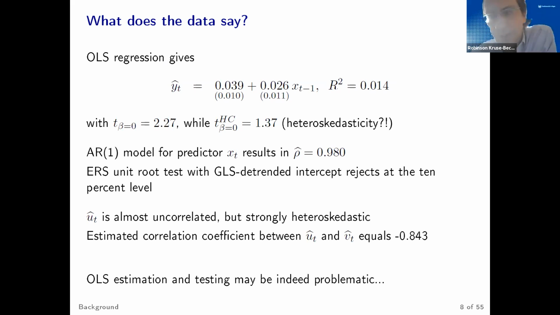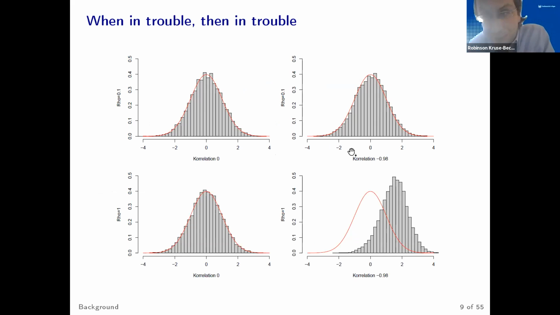The regression disturbance is almost uncorrelated, but strongly heteroscedastic, and the estimated correlation between the two objects of interest here is indeed very negative. So the setup is given, and this is what happens.